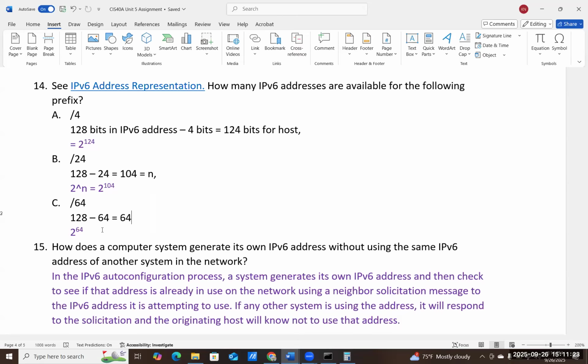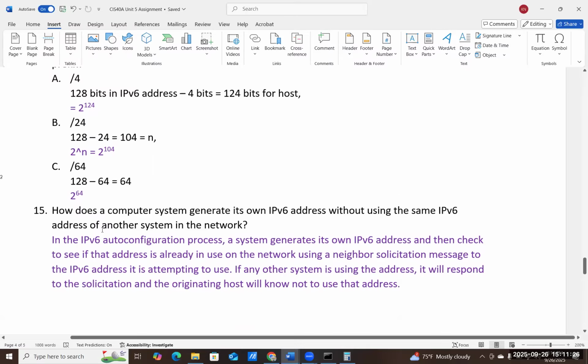Okay, for 15. So how does a computer generate its own IPv6 address without using the same IPv6 address as another computer on the network? You know that there should never be the same IP address on the network. If you do, you are going to have miscommunication or disruption. IP version 4 or IP version 6, when they designed IP version 6, they had this in mind because administrators and technicians would put in the same IP address by accident in version 4, and that creates conflict or disruption.